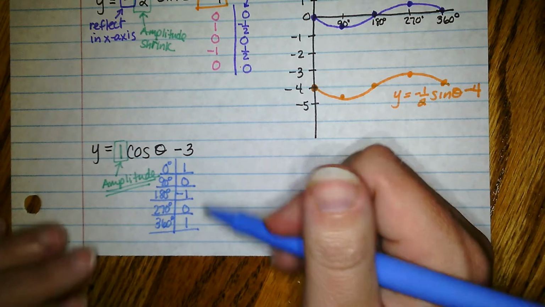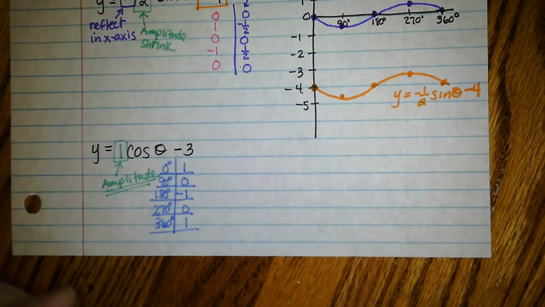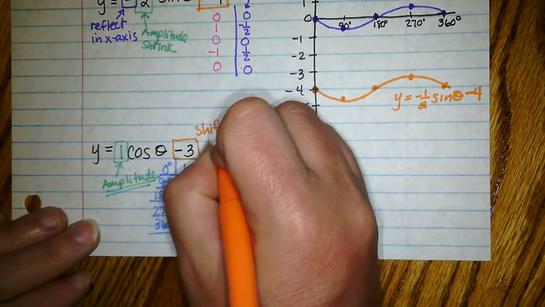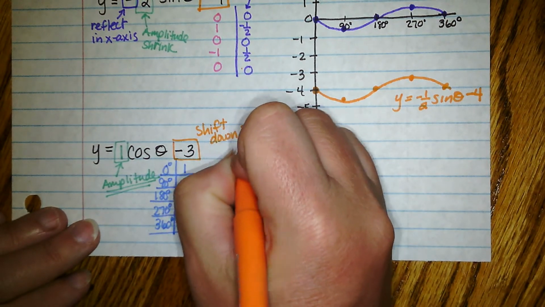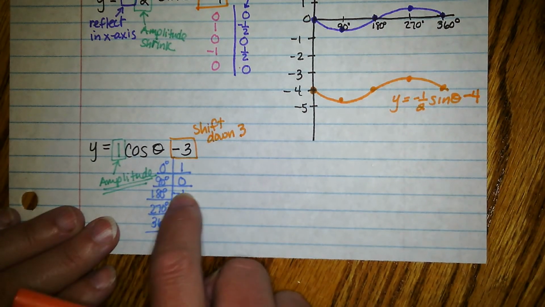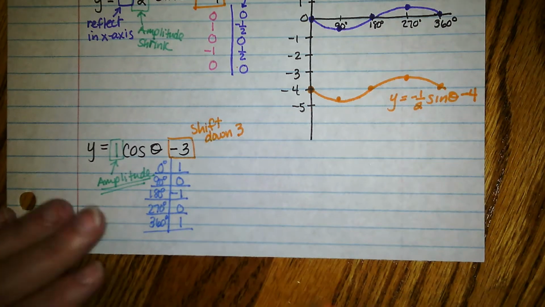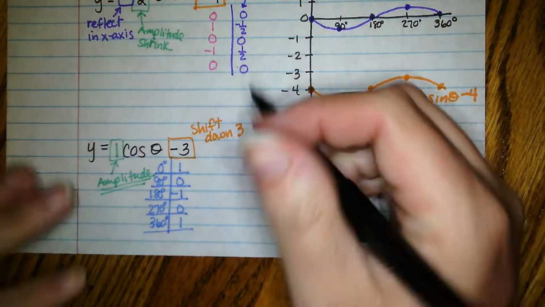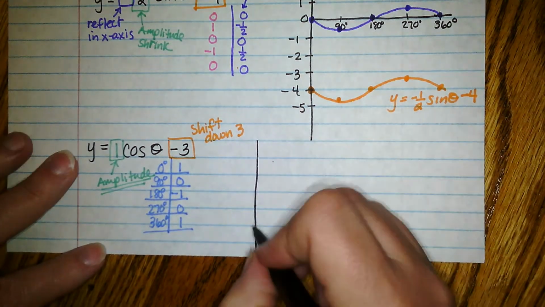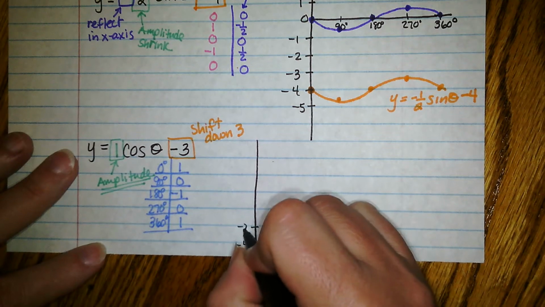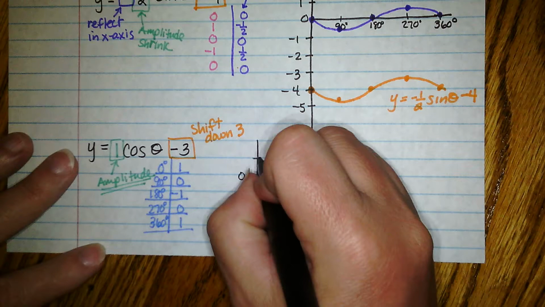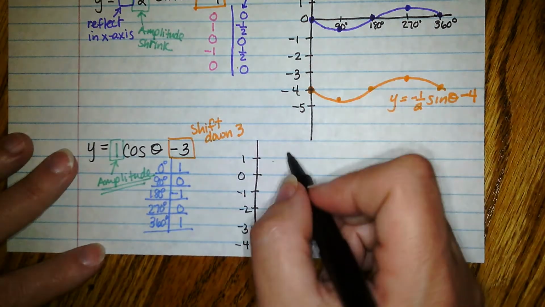I just have to plot this one and then shift this down 3. So the lowest point, if I'm shifting down, the lowest point from our original is negative 1. So down 3, I would just need to go down to negative 4. So let's see if this will fit. If this is negative 4, negative 3, negative 2, negative 1, 0, 1, might work.